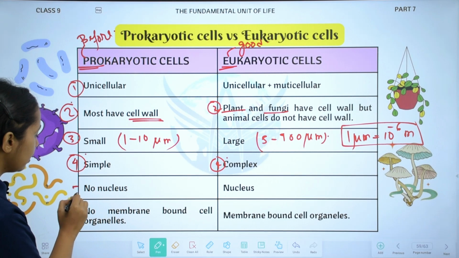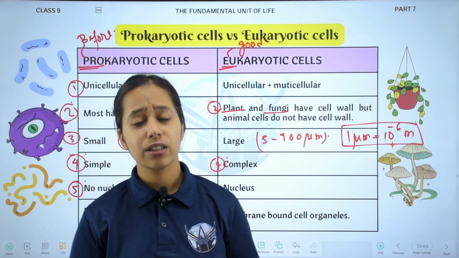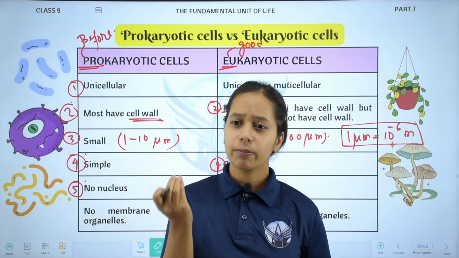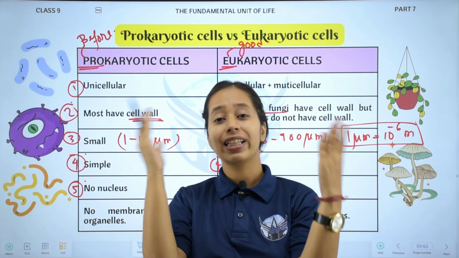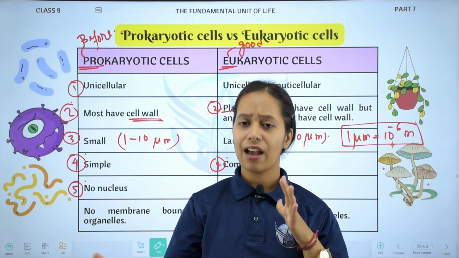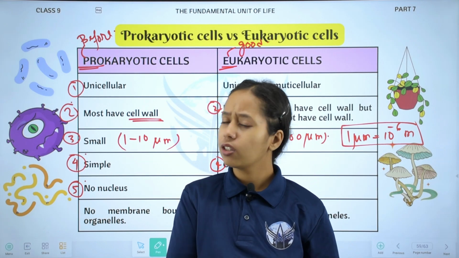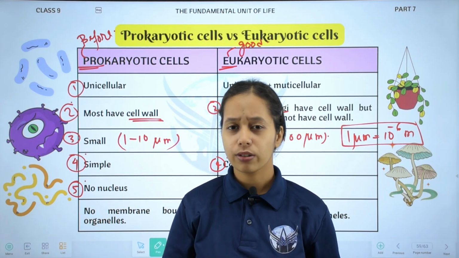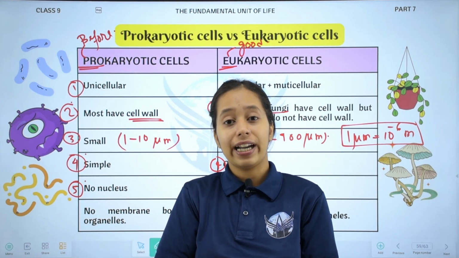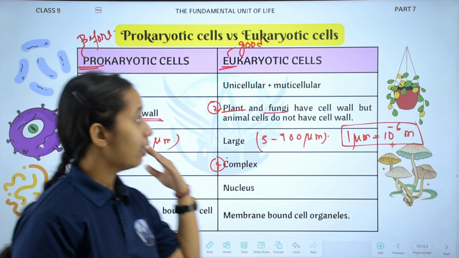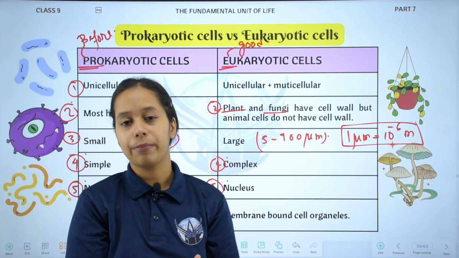Number 5, prokaryotic cells do not have a fixed nucleus. I think it will be wrong to say that they do not have a nucleus. They do have a nucleus, but they do not have a well-defined nucleus. They will have a nucleoid region. They will not have a membrane-bound nucleus. So they do have a region where the nuclear content is present, but they do not have a well-defined nucleus. And the eukaryotic cell will have a well-defined nucleus with a proper nuclear membrane and everything.